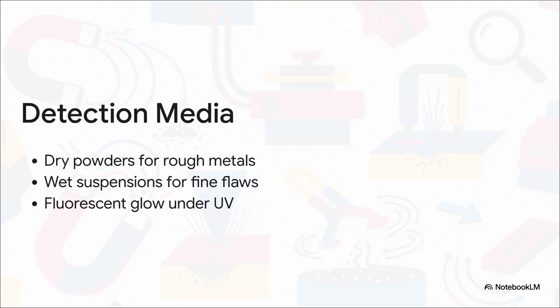As an inspector, you're going to choose your particles based on your environment. Working on a rough weld out in the elements, you'll probably grab dry-colored powders, reds, grays, or yellows, to contrast with the metal. But if you're in a highly controlled environment inspecting, say, critical aerospace parts, you're using a wet suspension of fluorescent particles. View those under an ultraviolet black light in a darkened room, and even a microscopic hairline crack is going to glow brilliantly.